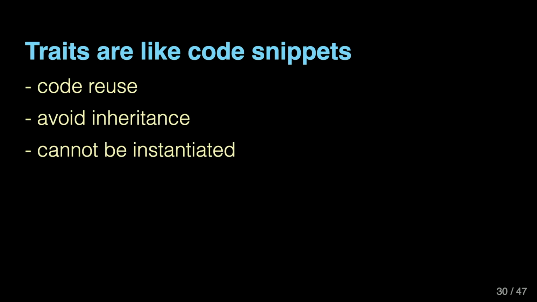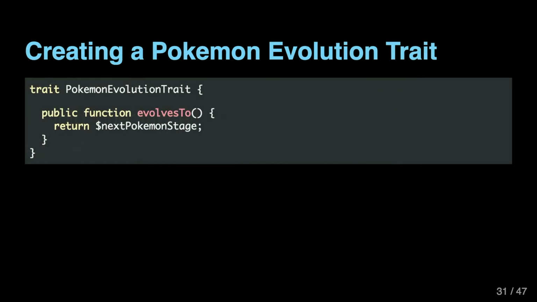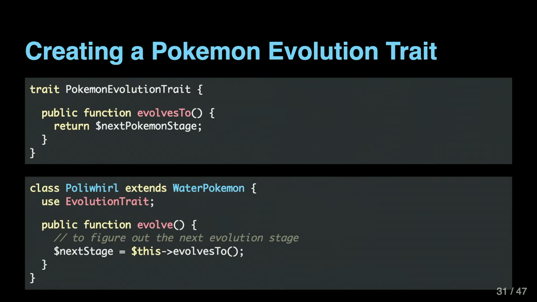And for our case, we're going to create a PokemonEvolutionTrait, which will look something like this. For creating traits, we use the trait keyword and then the name of the trait. And in this particular trait, we have the evolvesTo function that'll tell you which Pokemon is in the next stage of evolution. In order to use this trait in our Poliwhirl class, which extends our WaterPokemon class, you use the use keyword and the name of the trait, which I got wrong. That down here should say PokemonEvolutionTrait, so it matches the name of the trait.